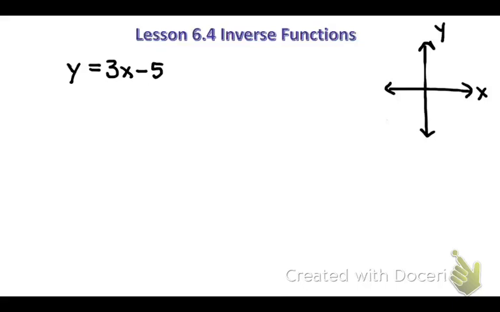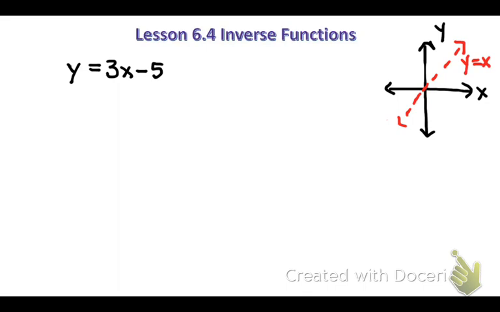Lesson 6.4, Inverse Functions. An inverse relation or function interchanges the input and output values of the original relation or function. The graph of the inverse is a reflection over y equals x. So I have a graph over on the right, and if you remember from geometry, this would be our reflection, y equals x. So the original function would be on one side, and its reflection would be on the other side of that red line.